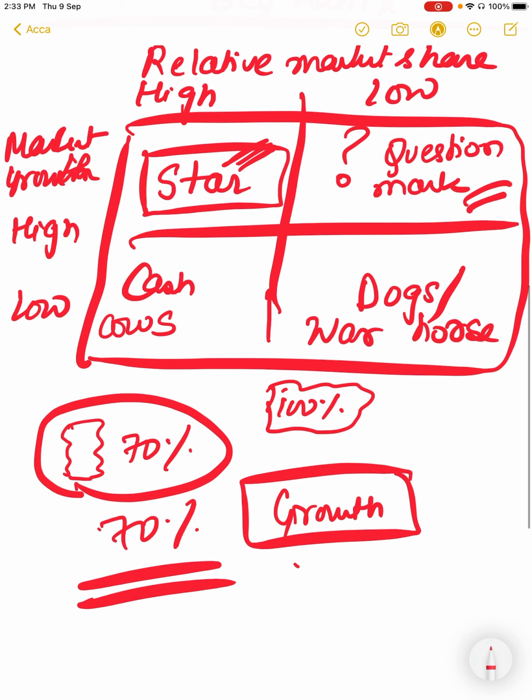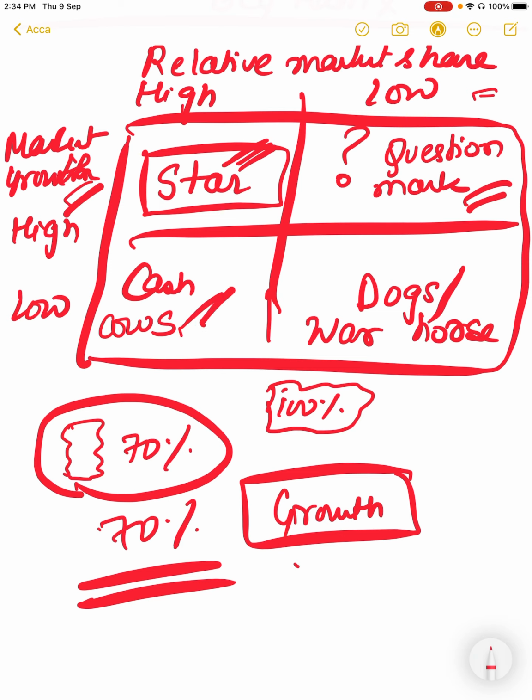Now, what is a question mark? When we have low market share, but we are existing in a market that has a high market growth rate. So, if there is a high market growth rate, but our relative market share is less, then we have to strive to have a higher market share. Then only we can become a star. For that, it will require considerable expenditure. For that, it will require cash. Hence, they tend to have poor cash generation, and that is why they show a negative cash flow. That is why the name is question mark.